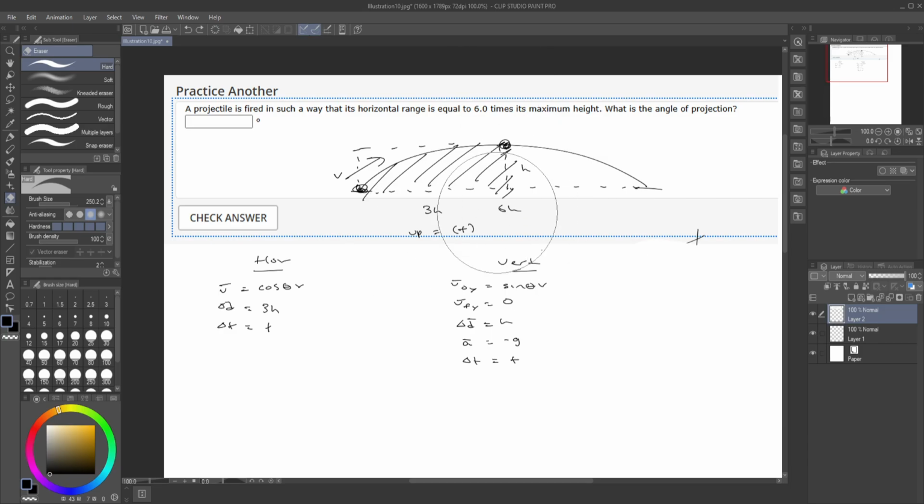Then we have our vertical component. The vertical component for the initial velocity is sine theta times v. At the peak of its motion, our final velocity is 0. Displacement is h. Acceleration is negative g, because it's down, and then time is t.